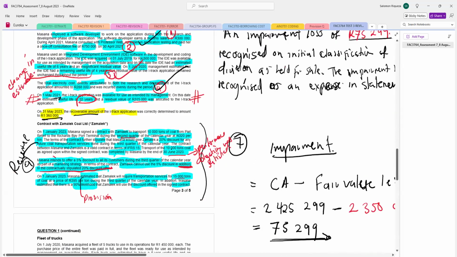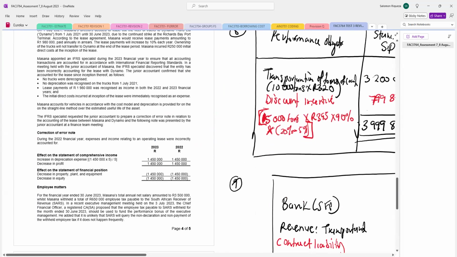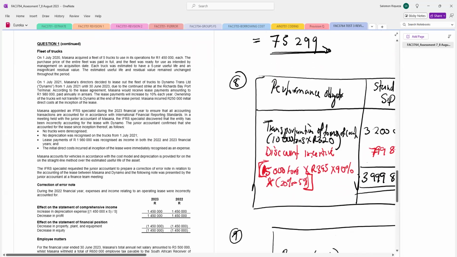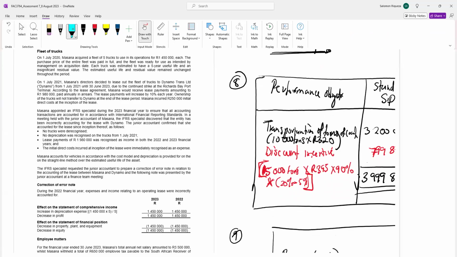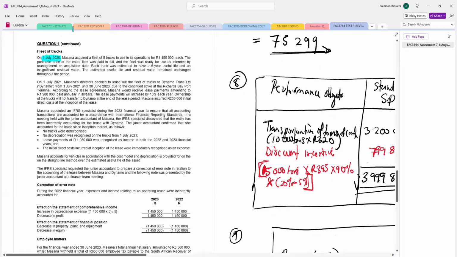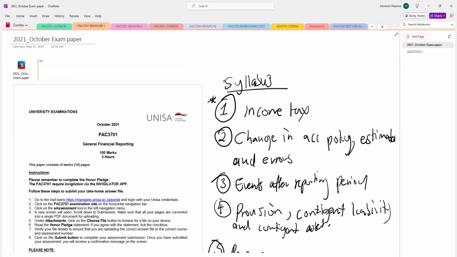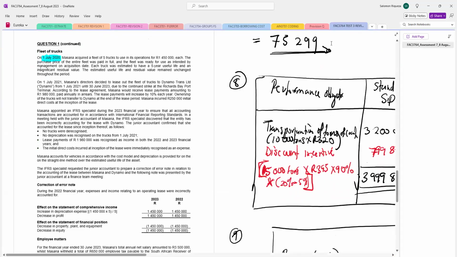So the error, I believe, has to do with the fleet of vehicles. Okay, so let's read. So it says on 1 July 2020, let me even see, is it still recording? Imagine if this thing is not recording. Just imagine if it was not recording.